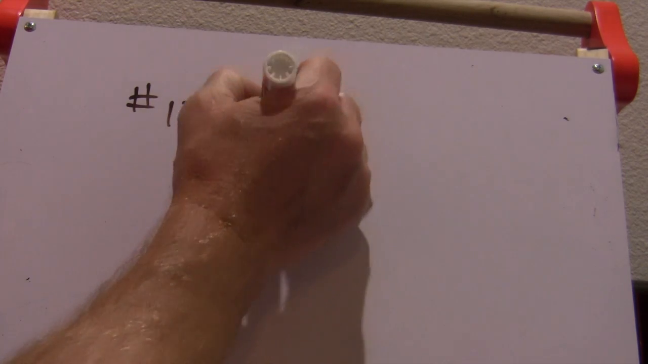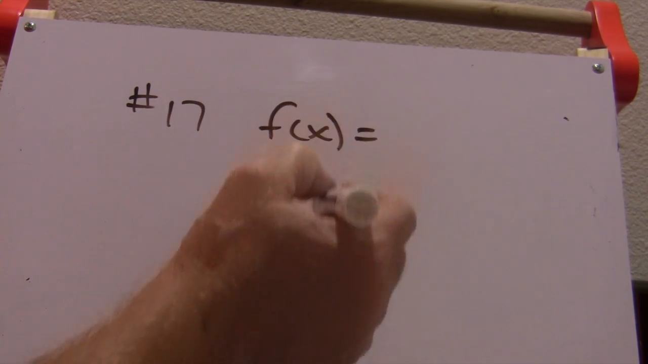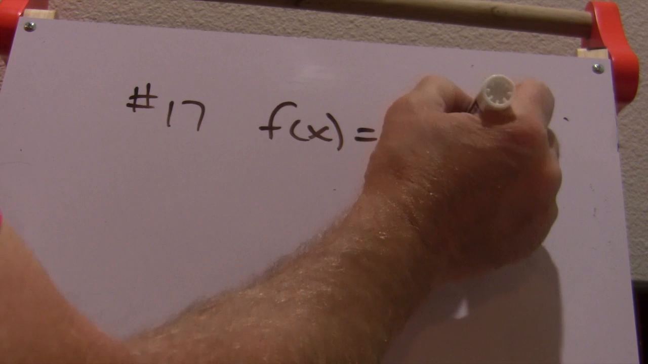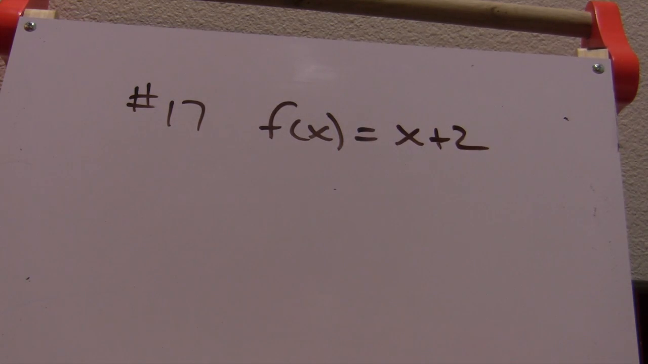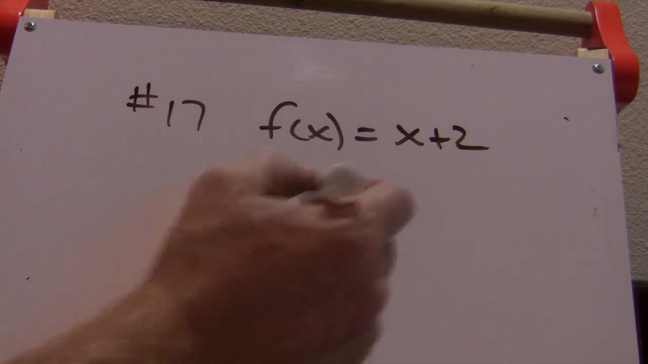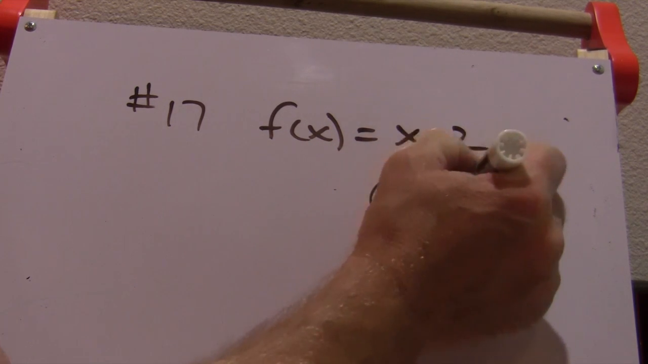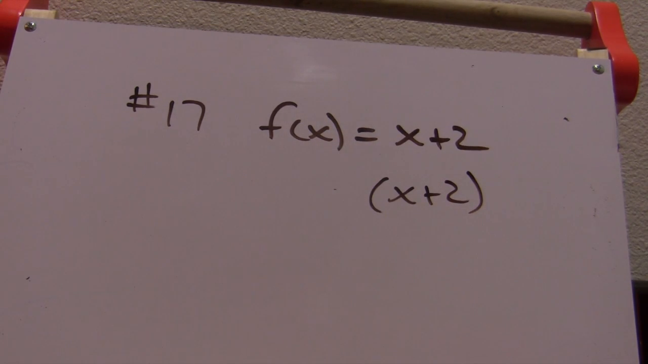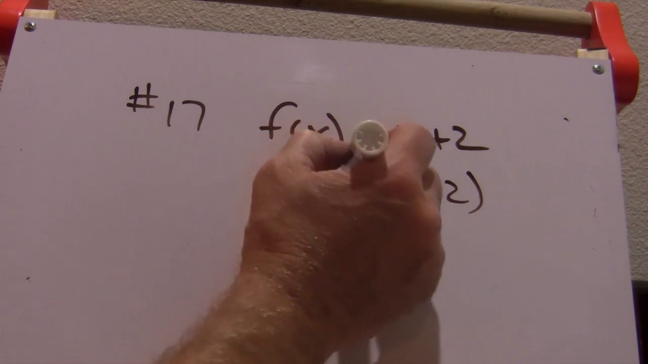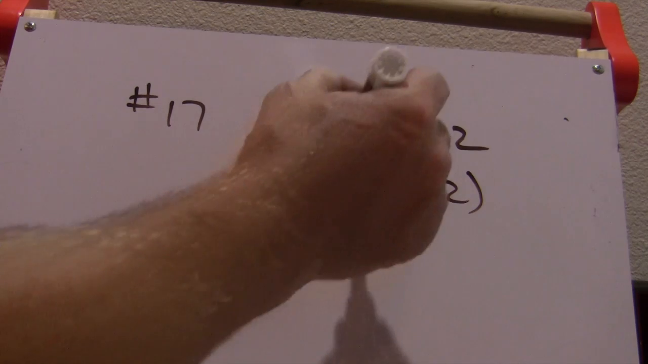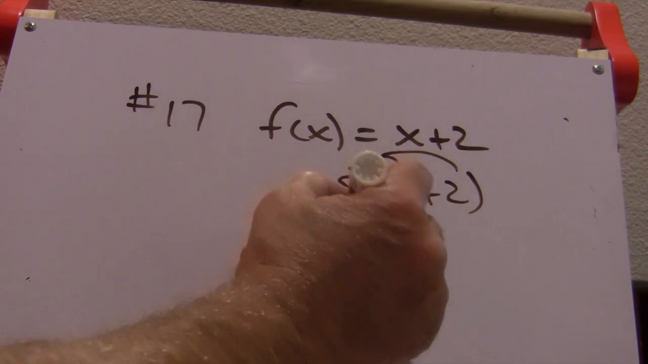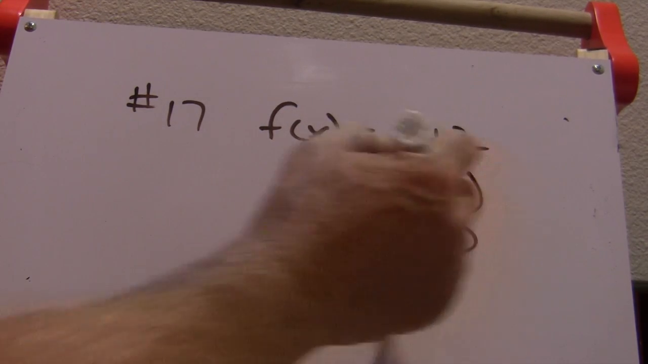So 17 says write a function g whose graph represents a vertical stretch by a factor of 5. And our original function is f of x equals x plus 2. And so we're doing a vertical stretch. So remember, vertical affects the whole thing. So I put the whole thing in parentheses. Stretches and shrinks are multiplication. So we're doing a stretch by a factor of 5. So we multiply by 5. To simplify this, you just distribute it. So 5x plus 10.